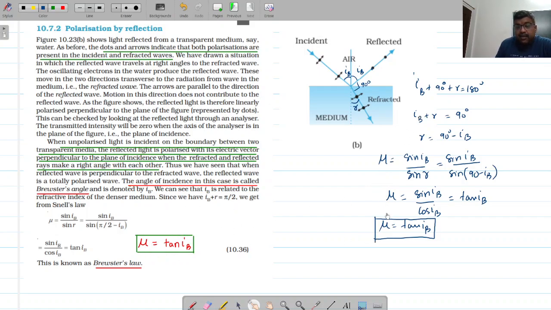This is the deduction for that. That is also shown here in your NCERT. So this is polarization by reflection. So this was the entire discussion of the polarization topic from your NCERT.